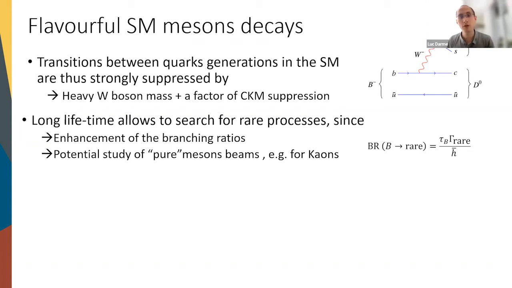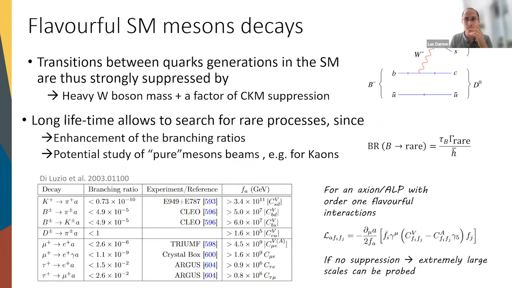Additionally, if the lifetime is sufficiently long, you can actually try experimentally to produce pure meson beams. This is what we do with kaons, for instance, K long. If the lifetime is long enough, you can produce the particles and then propagate them. And in this way, you're absolutely sure that you can end up with a beam which has a good amount of purity in terms of the particles that are in it, meaning that it's simpler to look for decay rates.